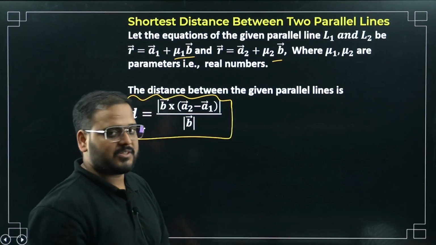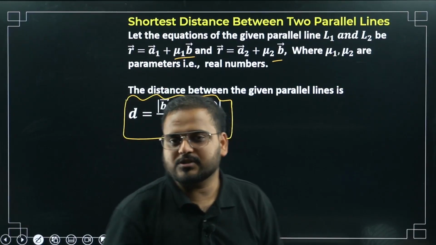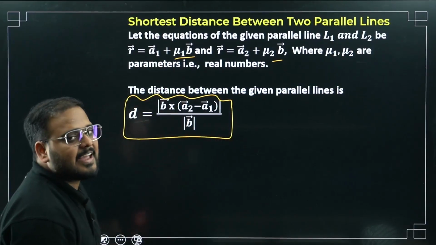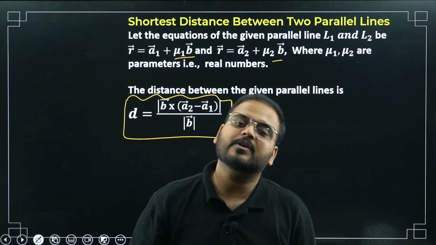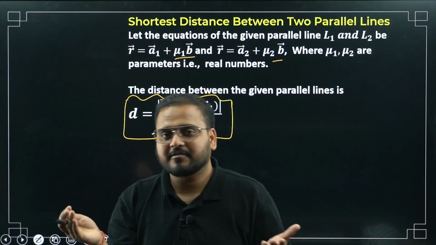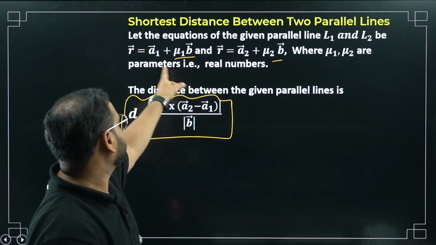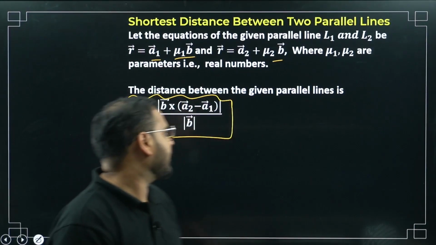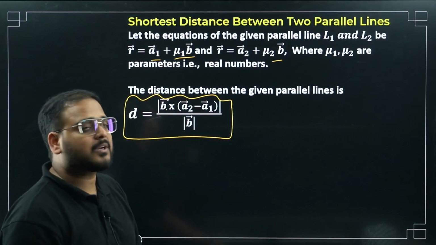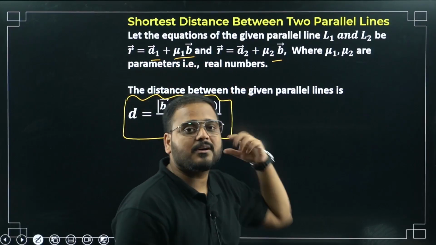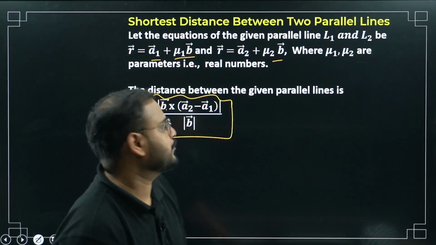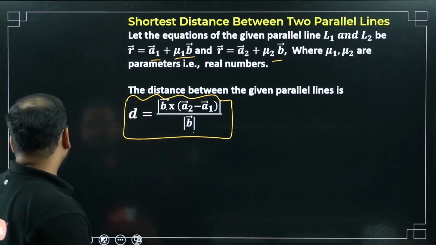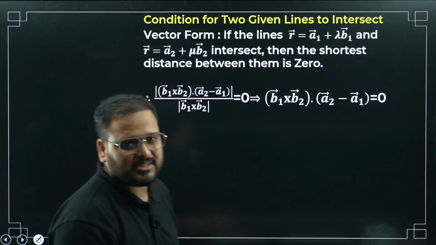We'll solve questions on this as well. Okay, just remember these formulas and we'll solve questions on all of these. b cross a2 minus a1. What is a2 minus a1? The difference of the components of the position vectors given, a1 and a2. So a2 minus a1 we will take, and cross product with vector b. What is vector b? The vector which is parallel to both the lines L1 and L2. Okay, divided by magnitude of b. Simple formulas are there, not much is there.